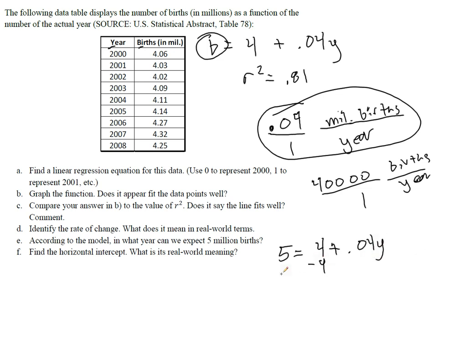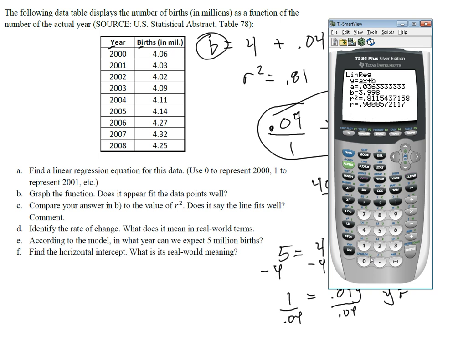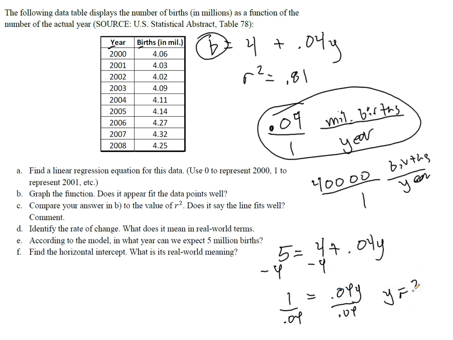And so we subtract 4 from both sides. We get 1 equals 0.04y. Divide by 0.04. And we get y equals 1 divided by 0.04, which is equal to 25. So we would expect that in 25 years after 2000, so this would be 2025, the number of millions of births per year would reach 5 million births.